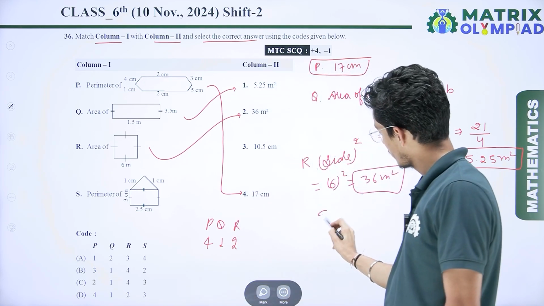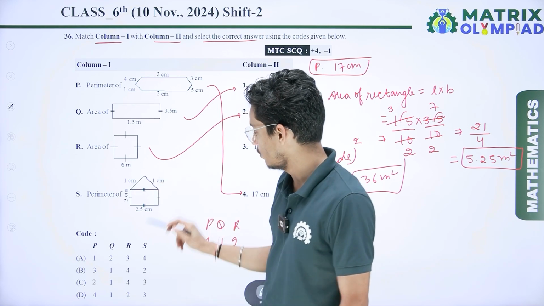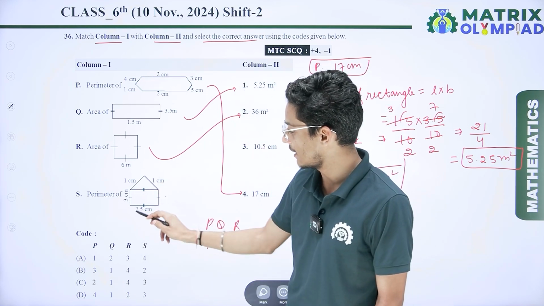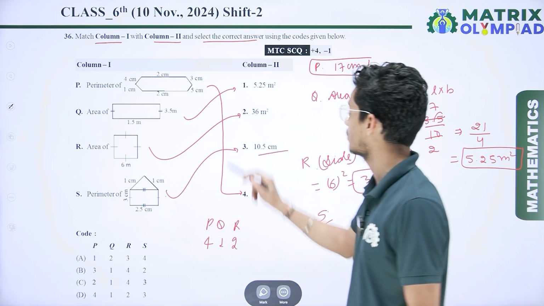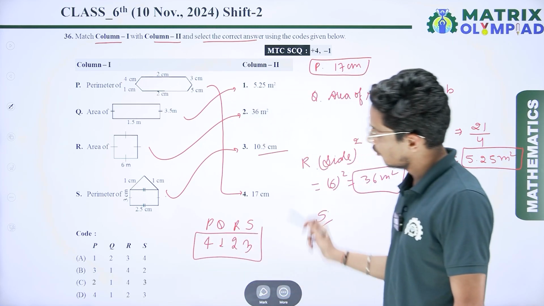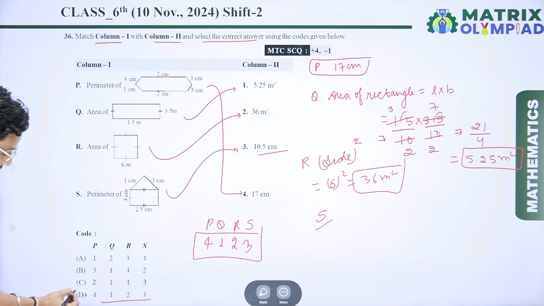Again, if I talk about S, we have to find the perimeter. For perimeter, we know 1 plus 1 is 2, 2 plus 3 is 5, 5 plus 3 is 8, 8 plus 2 is 10, and 10.5. So where is 10.5 centimeter? It means S is connected to third. So here S is connected to third. So 4, 1, 2, 3. Where is 4, 1, 2, 3? Check 4, 1, 2, 3. So I can say that here option number D is the correct answer.